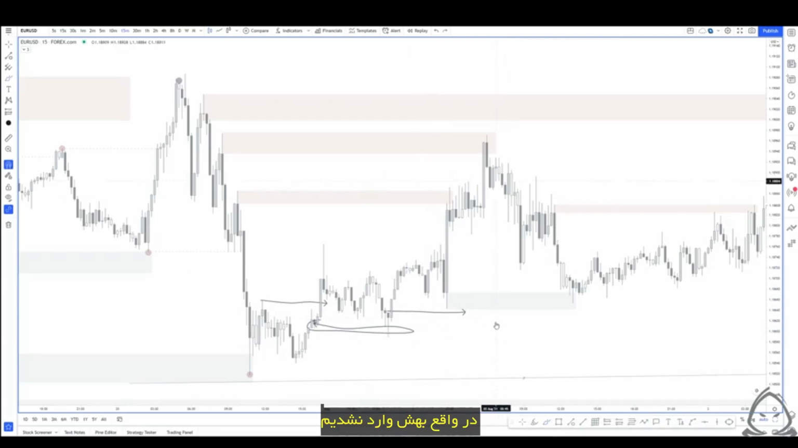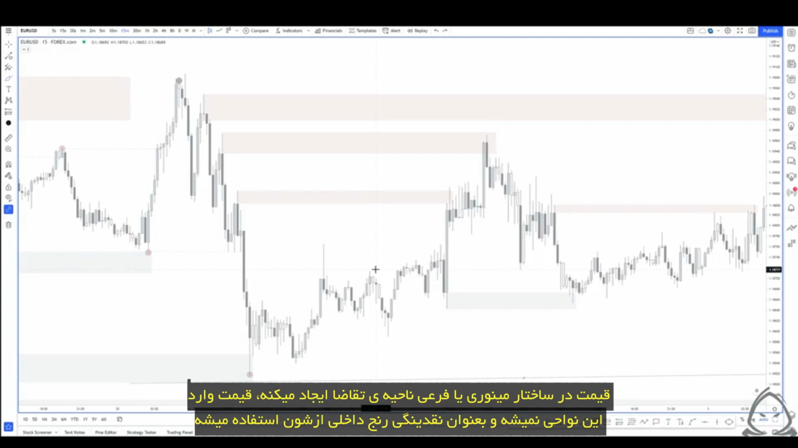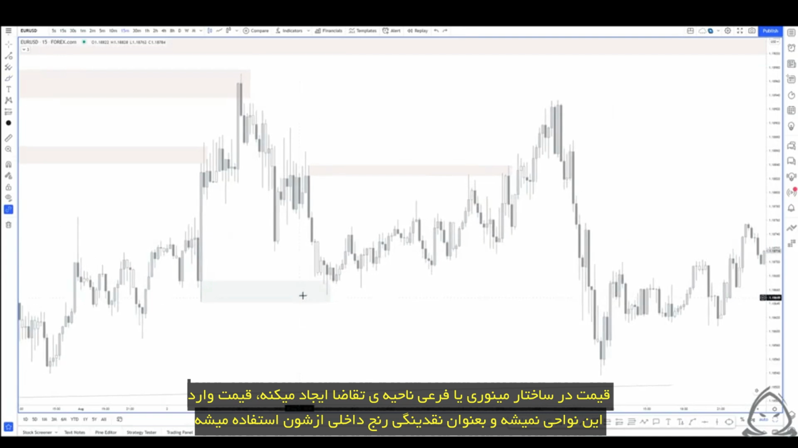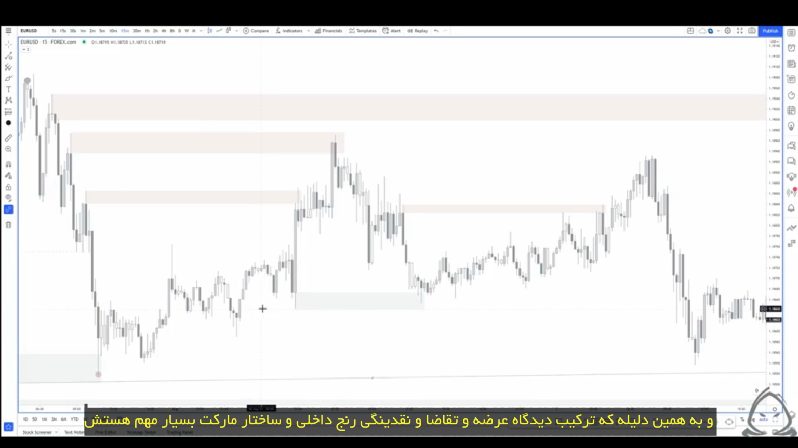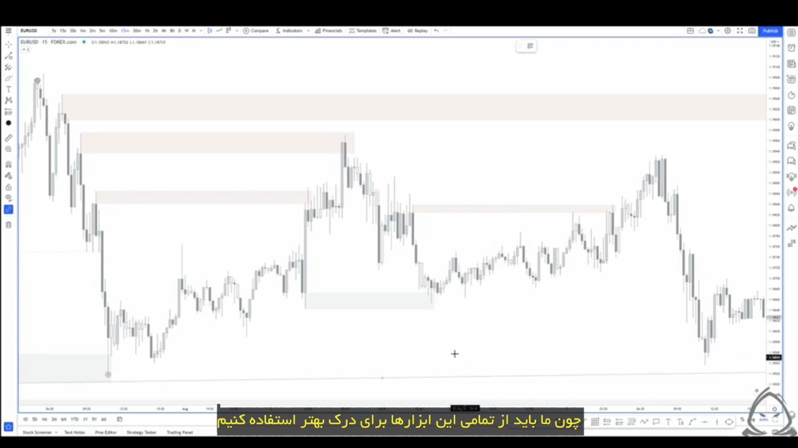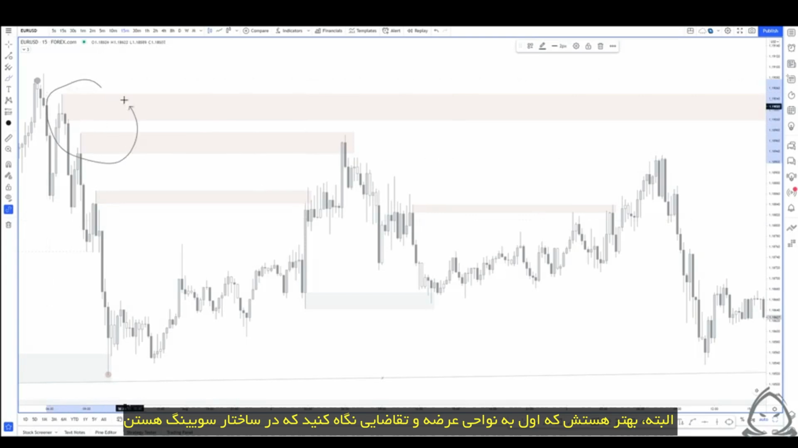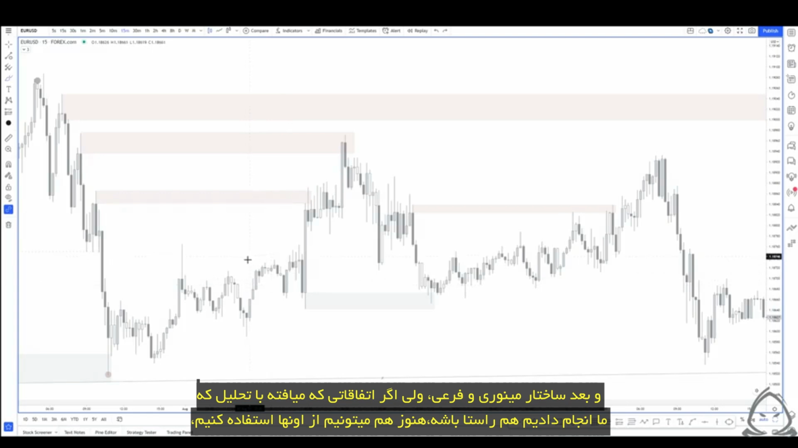We don't actually quite tap into it, so there will be times when price creates demand zones on a minor structure or substructure basis, then they do not get hit, and they'll be used as internal range liquidity. So this is why the concept of supply and demand and internal range liquidity and market structure in combination becomes incredibly important, because we need to use all of these tools to better understand what's happening. Of course, it's best to start looking at supply and demand zones that are present on swing structure versus minor or substructure, but we can still use them if the overall narrative and trade idea that we're developing makes sense.